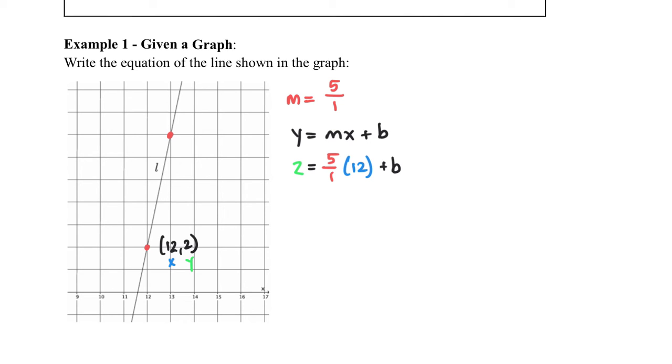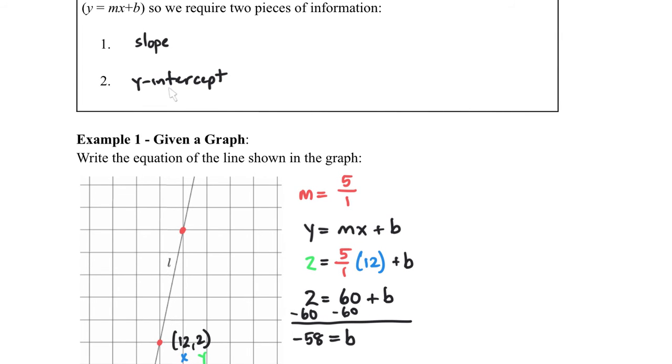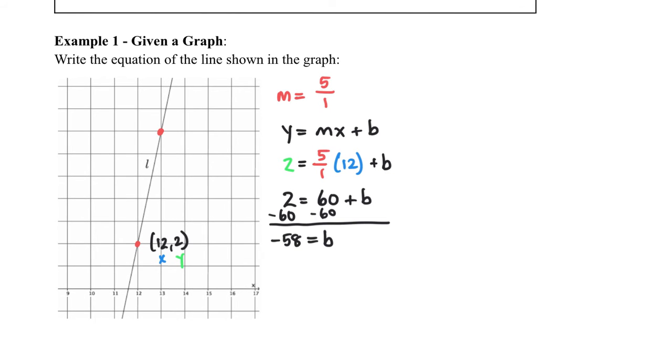So now I'm just doing algebra in order to solve for b here. I'm just solving this equation. So 2 equals 5 times 12 is 60 plus b. And now I'm going to subtract 60 from both sides because I'm solving for b. And I get negative 58 equals b. So now I have all the pieces. Remember, what did I need? I need a slope and I need a y-intercept. I now have those. So I can write the equation of the line. y equals, for the slope, I'm going to plug in 5, or 5 over 1. And for the y-intercept, I'm going to plug in minus 58. And there's the equation of my line.